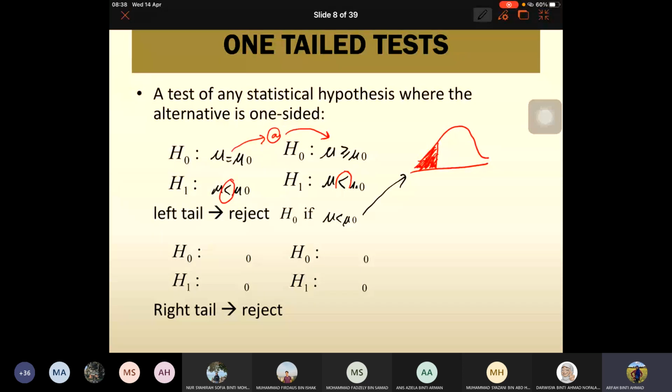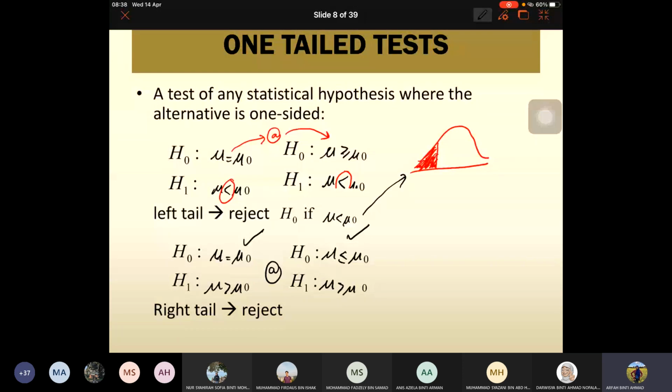So another one tail, if you wish to test H null mu equal to mu naught, or we can also write it as mu is less than or equal to mu naught. And the complement is mu is greater than mu naught versus mu greater than mu naught, okay, you can write it either way. So yang ini adalah sama dengan yang ini, cuma cara penulisan sahaja.